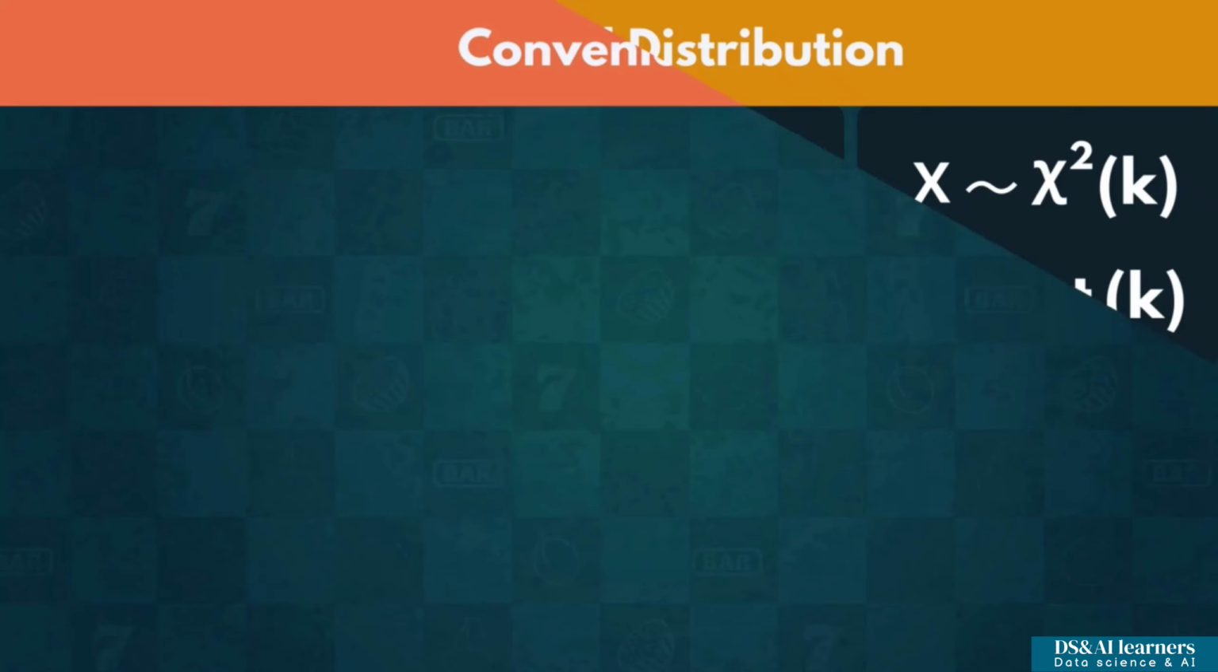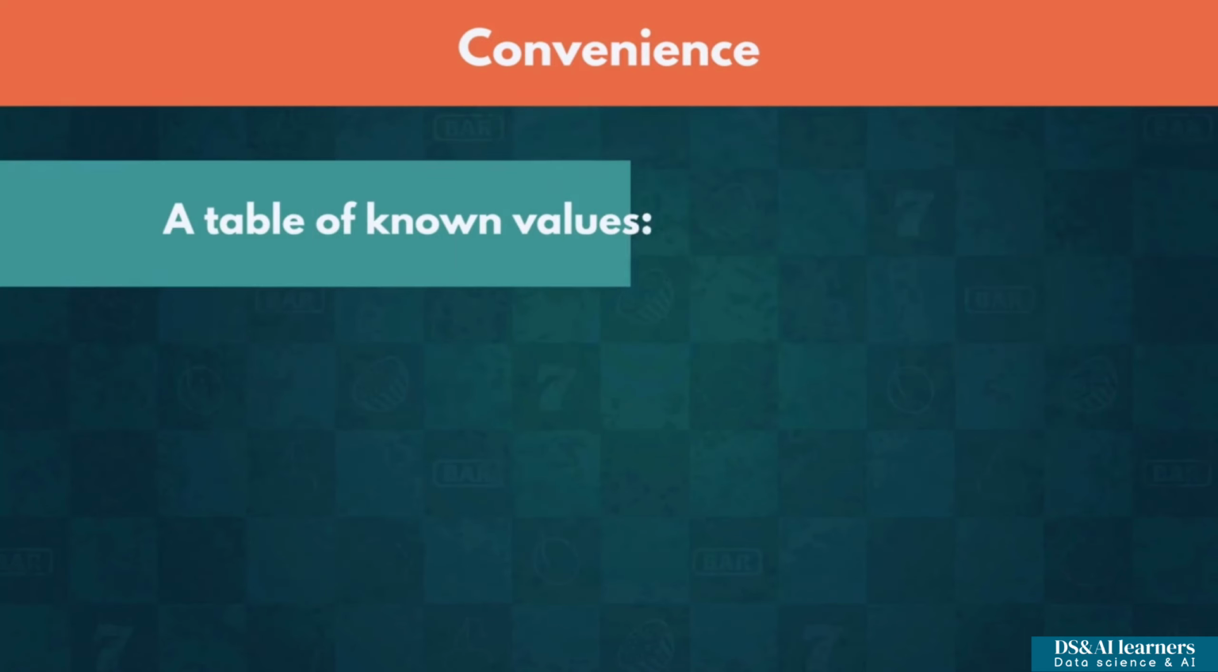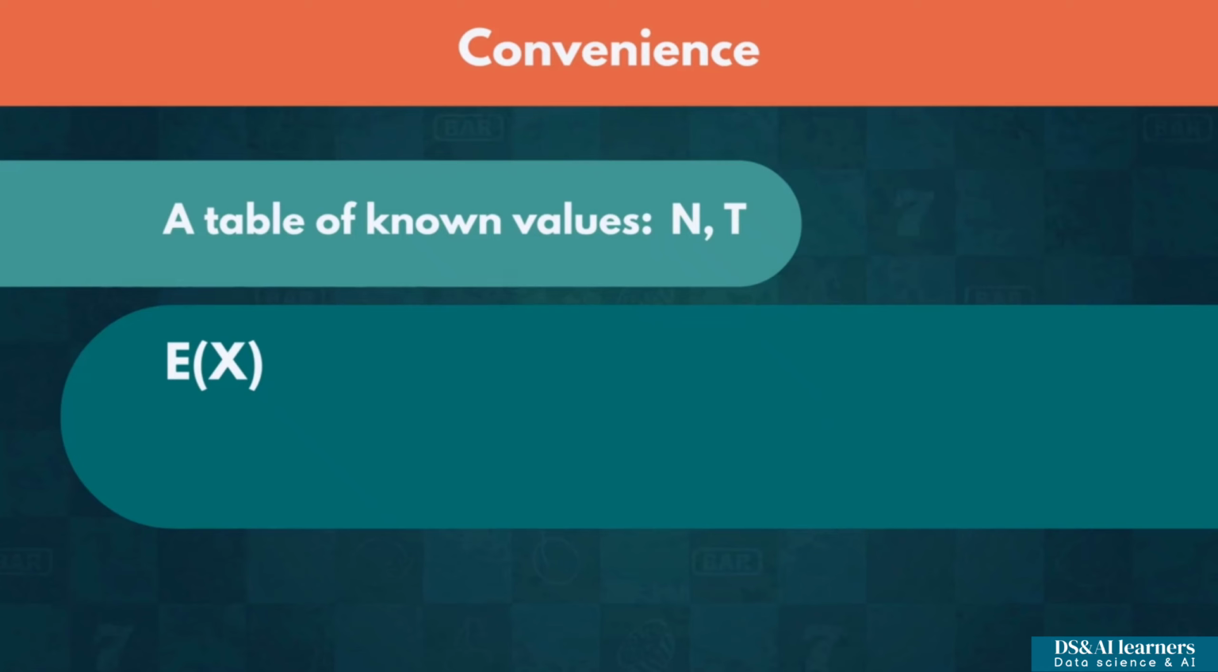Great! So a convenient feature of the chi-squared distribution is that it also contains a table of known values, just like the normal or student's t distributions. The expected value for any chi-squared distribution is equal to its associated degrees of freedom, k. Its variance is equal to 2 times the degrees of freedom, or simply 2 times k.